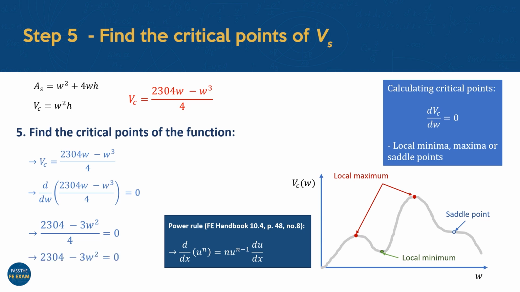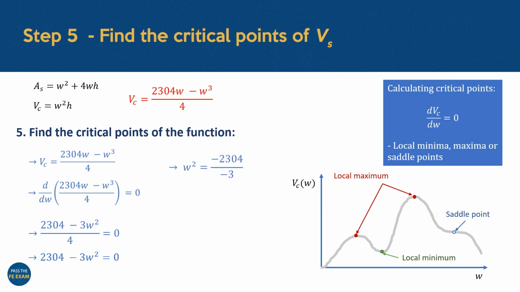First, multiply both sides by 4 to eliminate the fraction. Then, move 2304 to the other side, making it a negative term. Then, divide that whole equation through by the negative 3 term in front of w squared, so it can be isolated on the left-hand side of the equation.